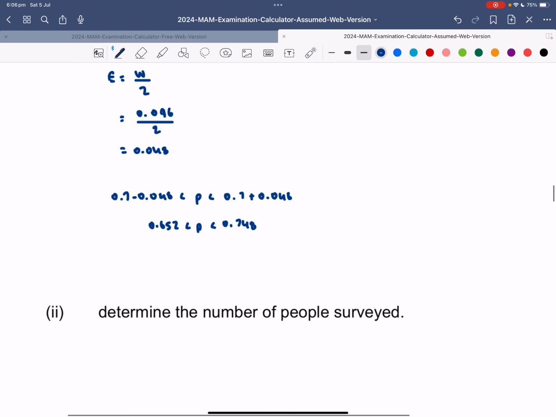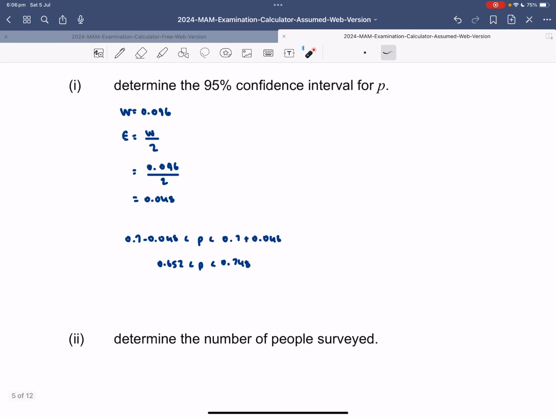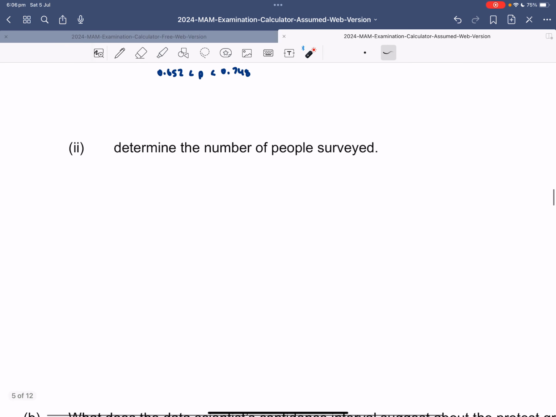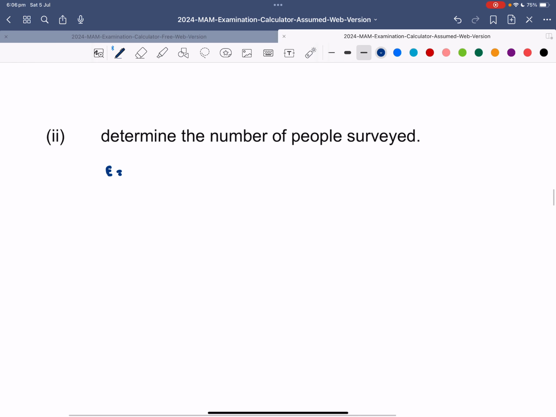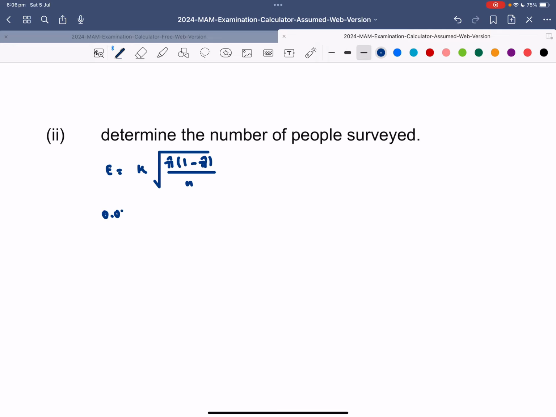Well, that's easy. We know that the error is 0.048, and the formula for error, we've discussed a couple of times now. Error is confidence level times the standard deviation, root of pi cap, 1 take pi cap, all over n. Now, we worked out the error to be 0.048, so 0.048 equals k, which was 1.96, times root pi cap, which we were told was 0.7, times 0.3, all over the sample size.